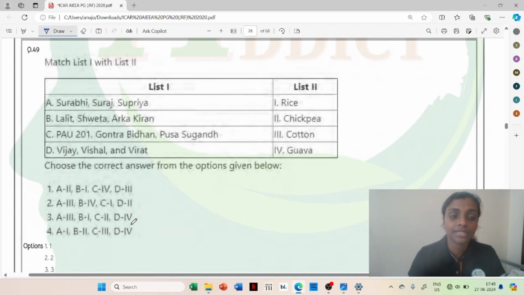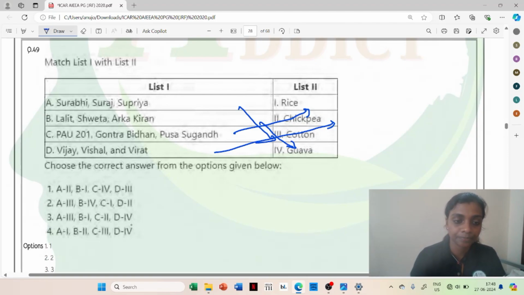Next question, it's a match the following. On the right hand side they have given major crops, and on the left hand side they have given different varieties. Surabhi, Suraj and Supriya are cotton varieties. Lalit, Shweta and Arka Kiran are guava varieties. PAU 201, Gondra Bidan and Pusa Sugandha are rice varieties, whereas Vijay, Vishal and Virat are chickpea varieties. So the answer is the second one: A3, B4, C1 and D2.